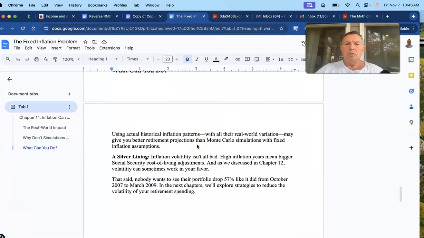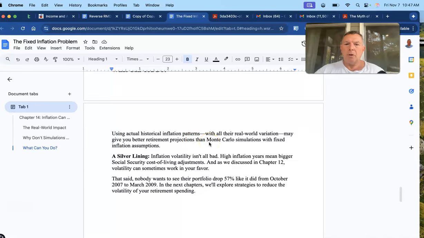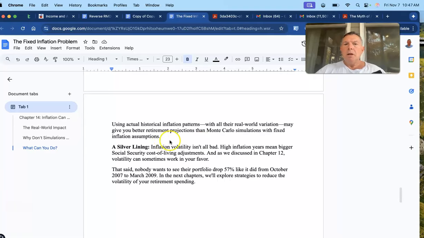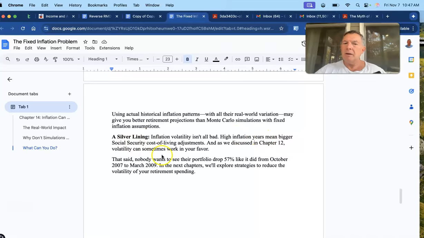So what can you do? Using historical inflation patterns with all the real-world variation may give you better retirement projections than Monte Carlo simulations with fixed inflation assumptions. A silver lining: inflation volatility isn't all that bad. High inflation can mean a higher Social Security check.